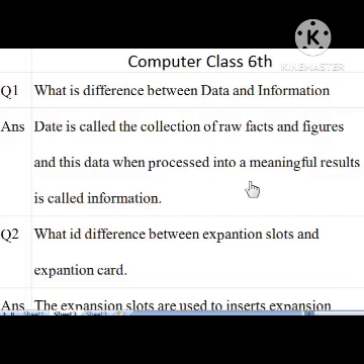कंप्यूटर के हवाले से कुछ नोट्स बाकी हैं, क्वेश्चन और आंसर, तो उनको हम देख लेते हैं। सबसे पहले कंप्यूटर क्लास 6 का पहला क्वेश्चन है, what is difference between data and information? Data is called the collection of raw facts and figures, and this data, when processed into a meaningful result, is called information.